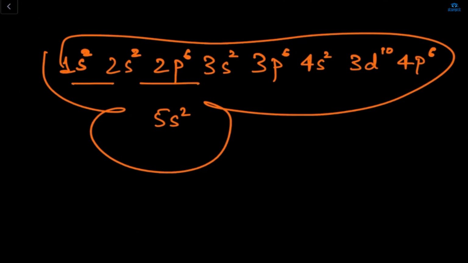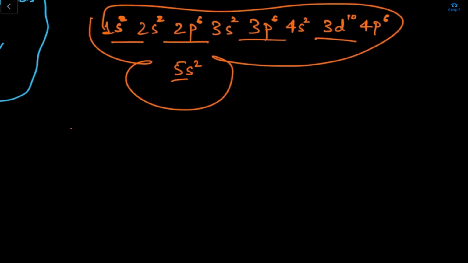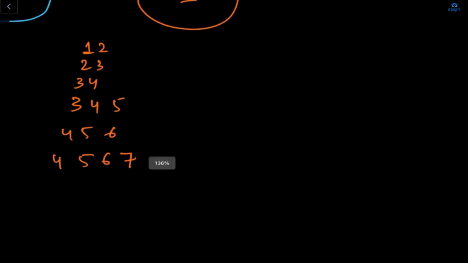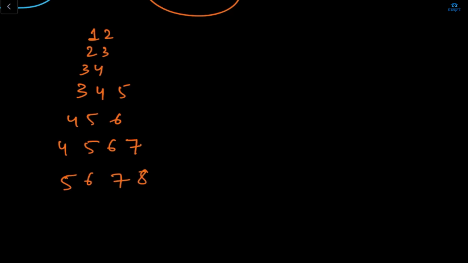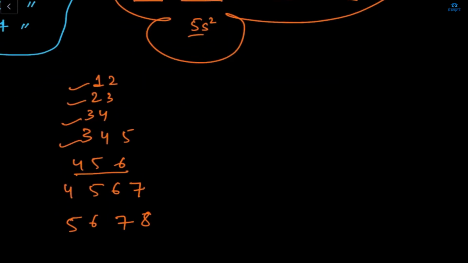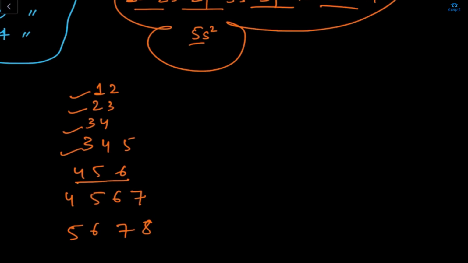Okay, so 1, 2, 2, 3, 3, 4, 3, 4, 5, then 4, 5, 6, then 4, 5, 6, 7, then 5, 6, 7, 8. Okay, Ria, please note this first. 1, 2, 2, 3, 3, 4, 3, 4, 5, then 4, 5, 6, 4, 5, 6, 7, 5, 6, 7, 8. Okay, note this much first, after that. Done now.